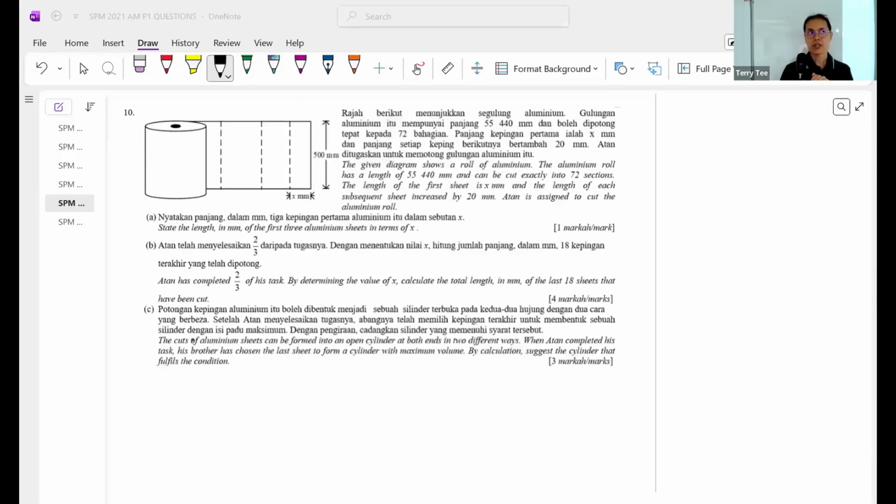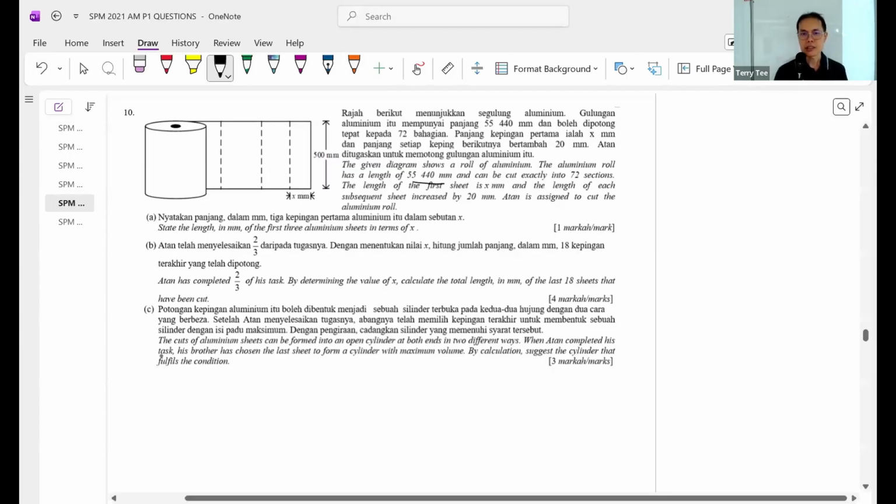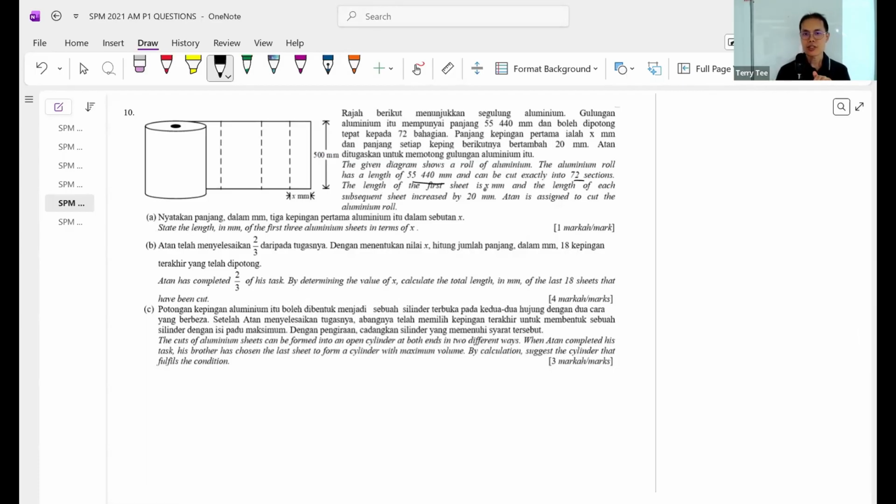Question number 10 is from Form 4 Chapter 5, Progression. The given diagram shows a roll of aluminium. The aluminium roll has a length of 55,440 mm, and can be cut exactly into 72 sections. The length of the first sheet is x, and the length of each subsequent sheet increases by 20 mm. Atan is assigned to cut the aluminium roll. State the length of the first 3 sheets.